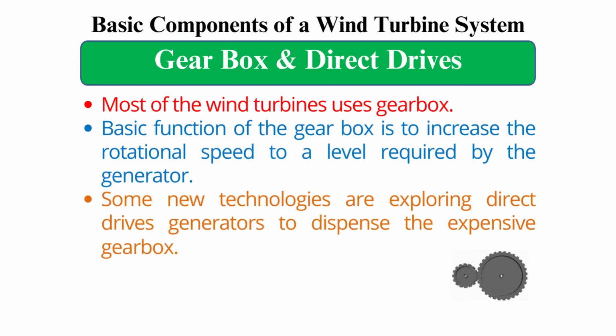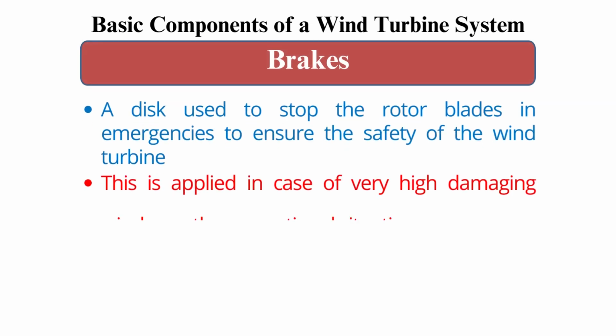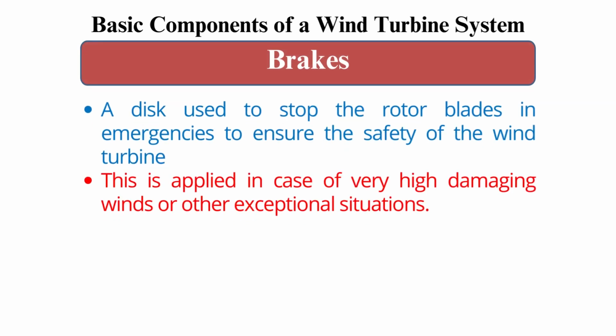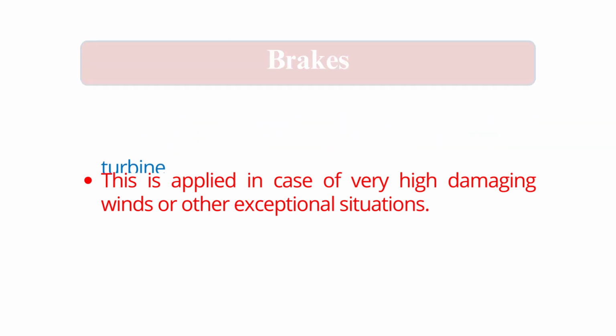Gearbox, direct drives. Most of the wind turbines use a gearbox. The basic function of the gearbox is to increase the rotational speed to a level required by the generator. Some new technologies are exploring direct drive generators to dispense the expensive gearbox. Brakes: a disc used to stop the rotor blades in emergencies to ensure the safety of the wind turbine. This is applied in case of very high damaging winds or other exceptional situations.